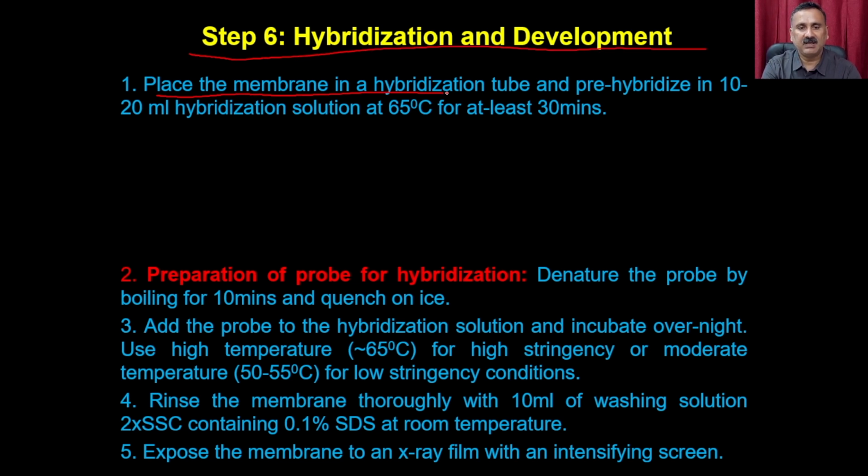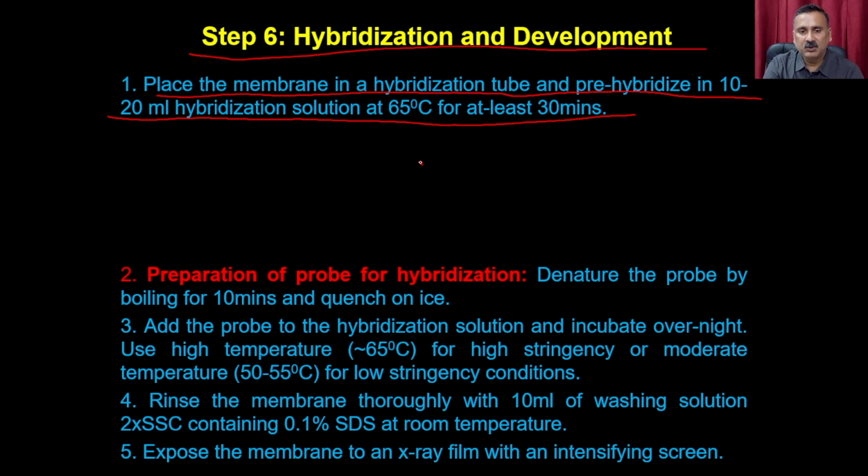So, you place the membrane in a hybridization tube and pre-hybridize in 10 to 20 ml hybridization solution at 65 degrees Celsius for at least 30 minutes. That is going to ensure that there will be no non-specific reactions.